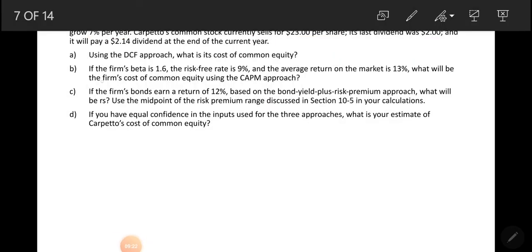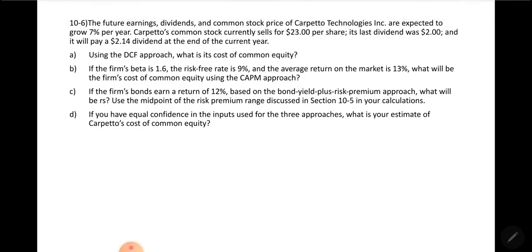Now moving to part B. If the firm's beta is 1.6, so they have given you the beta, the risk-free rate is 9%, and the return on the market is 13%. What will be the firm's cost of common equity using the CAPM approach? So they're asking you what is the cost of this stock using the CAPM approach.